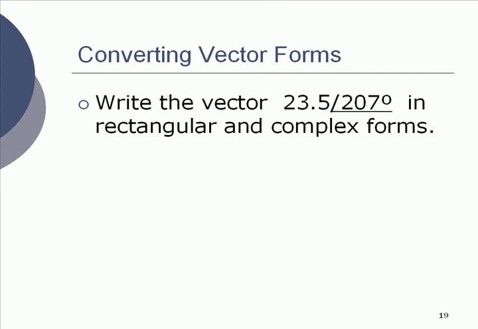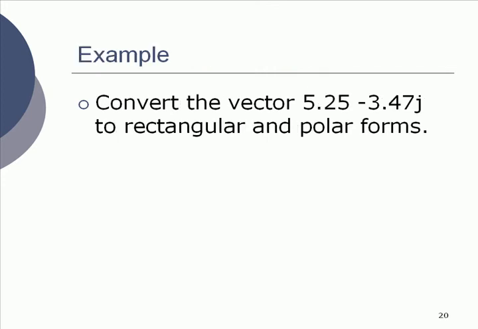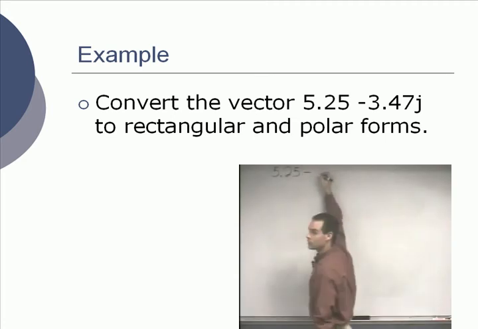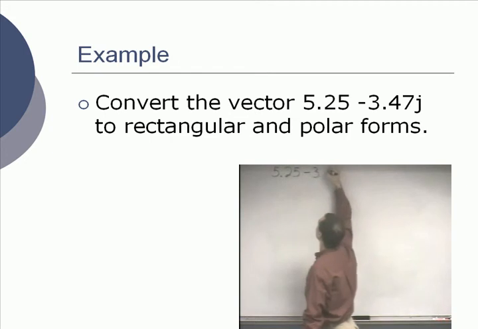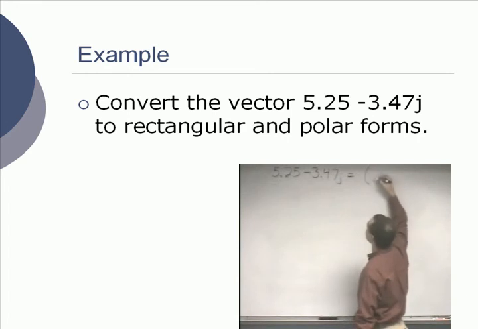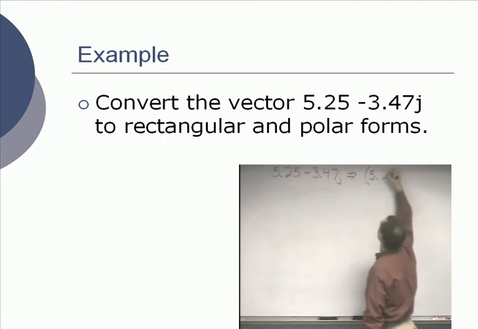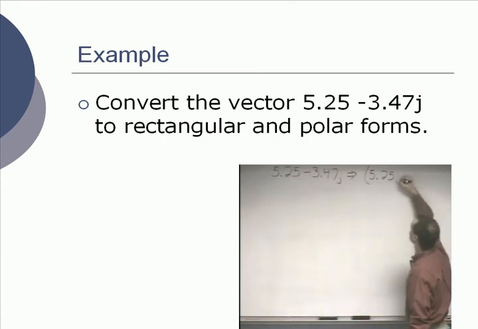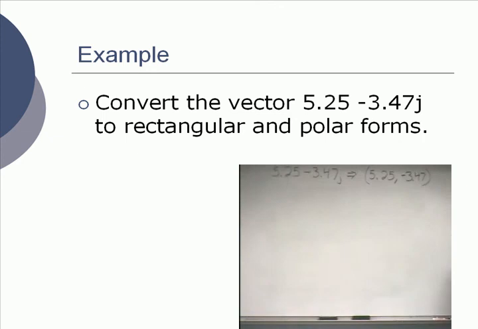Go right. And the last one of the day. Let's take this vector 5.25 minus 3.47j and put it in rectangular and polar forms. Well, let's go to rectangular. 5.25, negative 3.47. That's done.